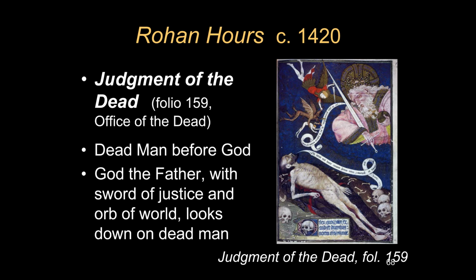Now, the other scene, known as the Judgment of the Dead, or the dead man before God, or the dead man speaks to God, is for the office of the dead. In this case, the body is lying out. It's not buried. And it does look like it's starting to decay. It's emaciated. It has wounds, but it's lying on a beautiful, rich cloth. So we might even assume that this is a wealthy man, maybe the person who owned the Rohan Hours even.